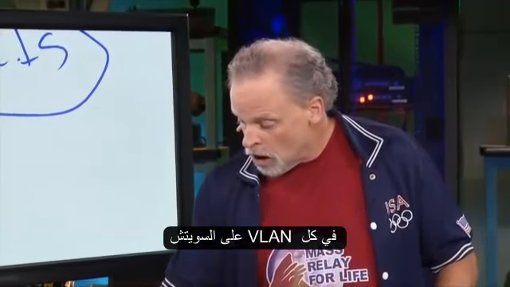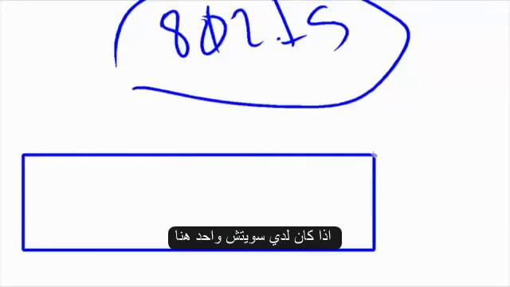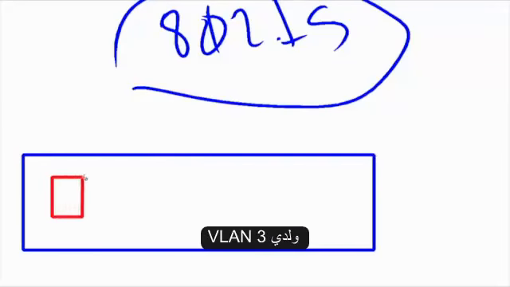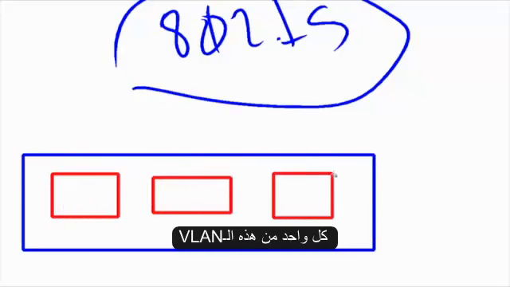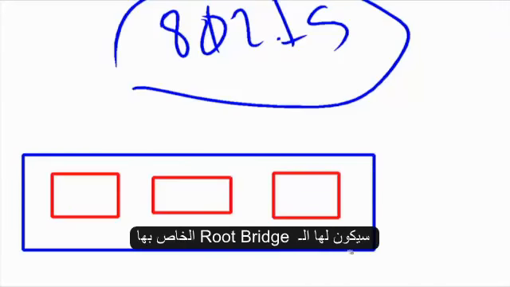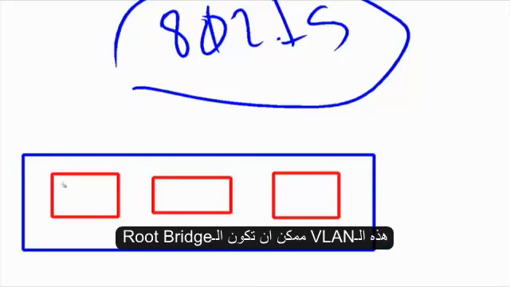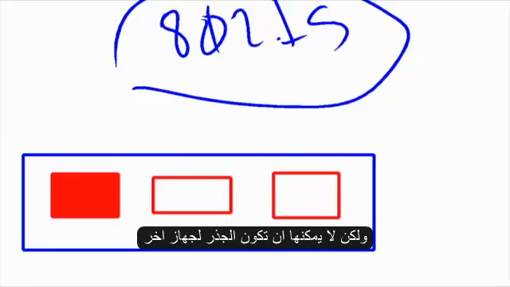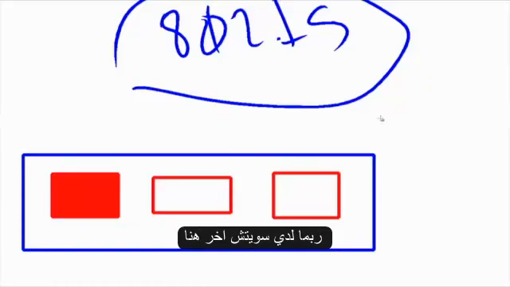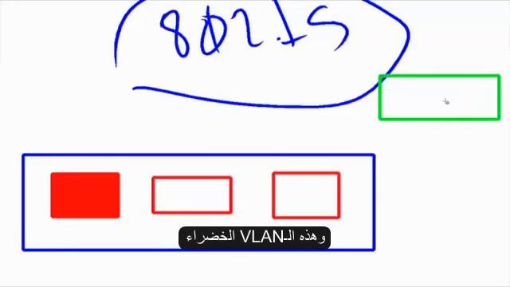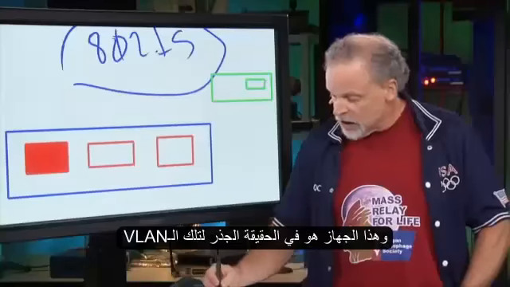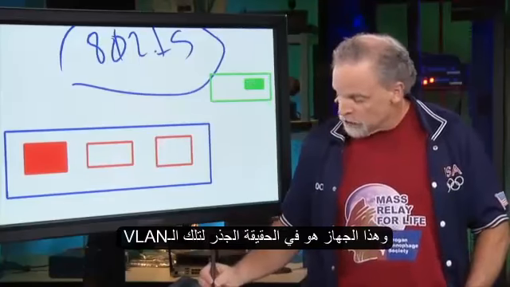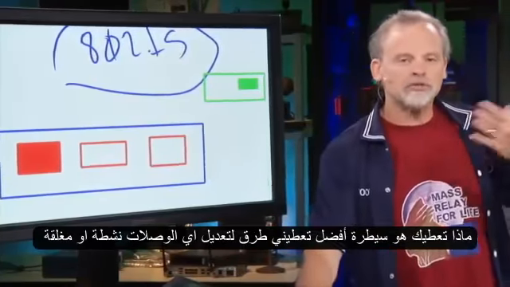So every VLAN on a switch. If I have one switch here and I have 3 VLANs on that, each one of these VLANs will have its own root bridge, right? So this switch here could be the root bridge of VLAN 1, but it could not be the root bridge of another VLAN that I'd have over here. Let me go ahead and click that up. Maybe I've got another switch here, and it's my green VLAN, and this device is actually the root bridge for that VLAN.